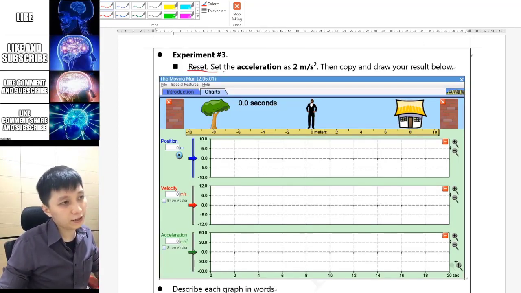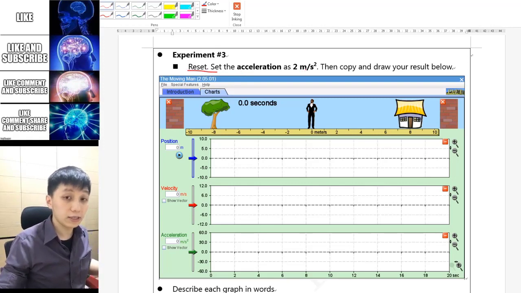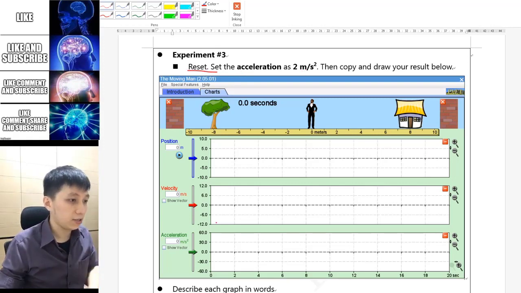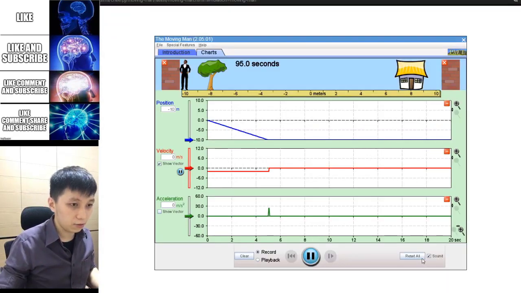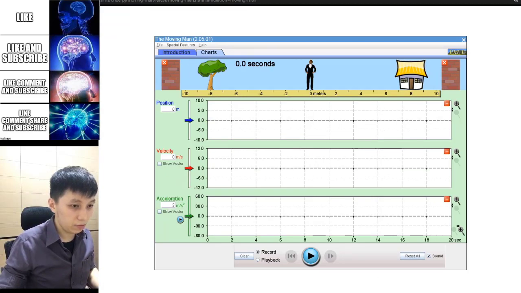Okay, let's try experiment 3. We have to reset it first and then set the acceleration to 2 meters per second squared. So this time the velocity should be changing. So let's try it out. Reset all, and then we do 2. Yeah, 2. Yes, that's correct. So let's start.